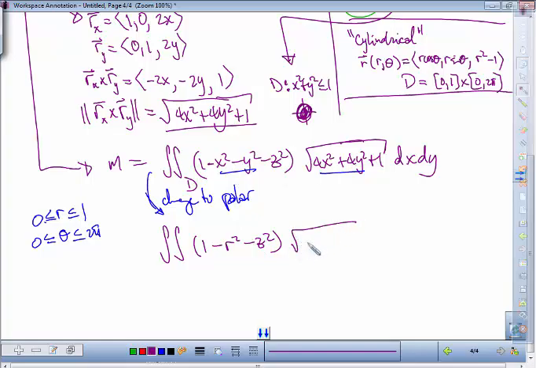And then we have the square root of 4r squared plus 1. And then, since I'm changing to polar, I'm going to change this into r dr, r goes from 0 to 1. d theta, theta goes from 0 to 2 pi. So I don't know if this is an easy enough integral to do. Oh, wait, I have a z in there. I can't do a z in there. What do I need to do with that z?